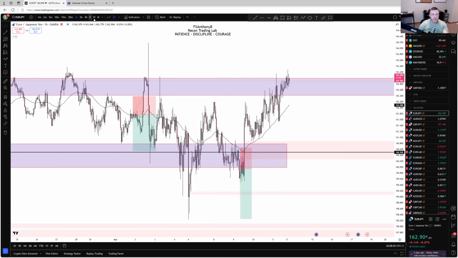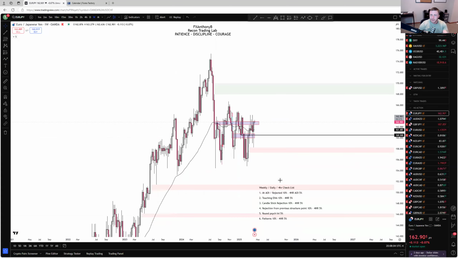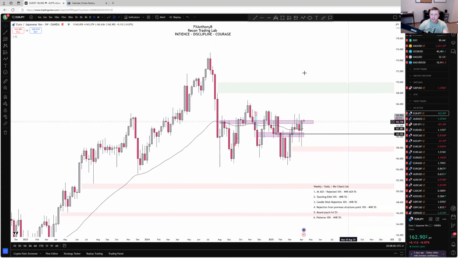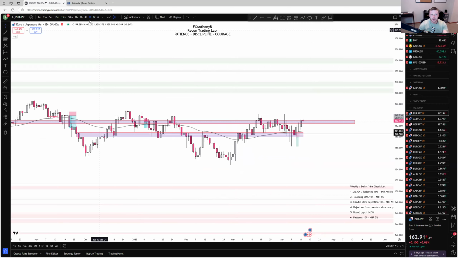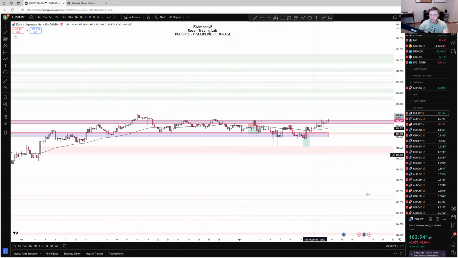Euro JPY on our next pair here. We got lots of consolidation. It does not want to leave this zone. Weekly is bullish. Daily's bullish. 4 hour is bullish.